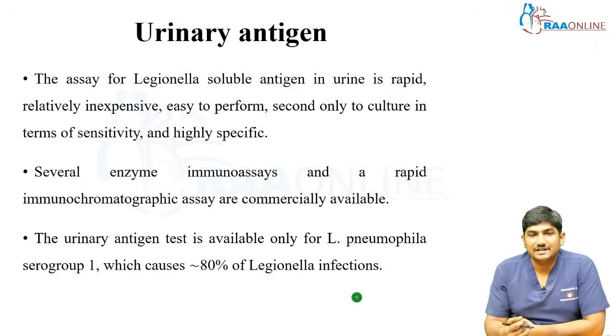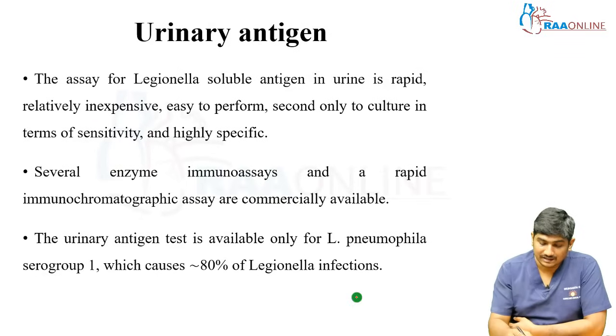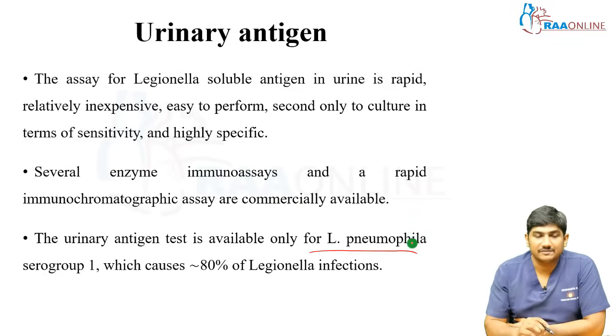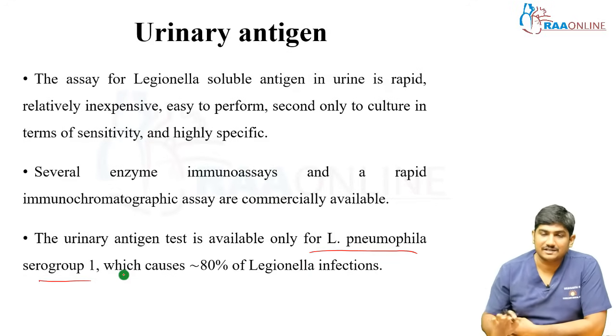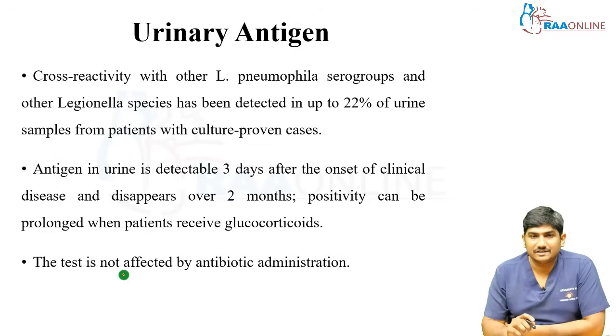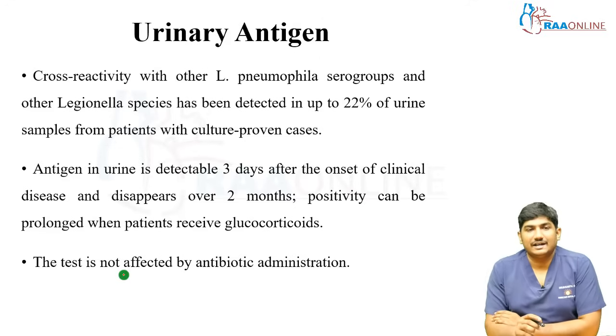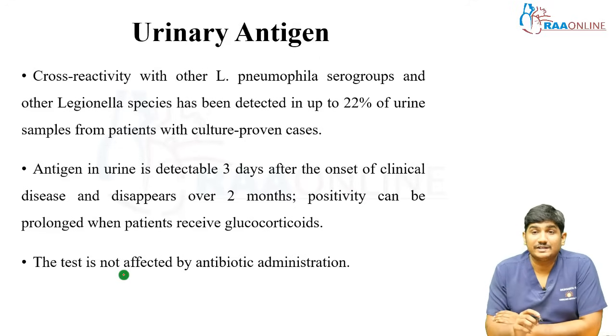Okay, so several enzyme immunoassays and a rapid immunochromatography assay are actually available for urine antigen testing. This urine antigen testing is available only for one species, the Legionella pneumophila serotype 1. Okay, this actually causes more than 80% of Legionella infections. Of course, there is some cross reactivity, but still, if it turns out to be positive, you can consider Legionella pneumophila as your diagnosis. Cross reactivity with other Legionella pneumophila serotypes and other Legionella species is detected in up to 22% of urine samples from patients with culture proven cases.